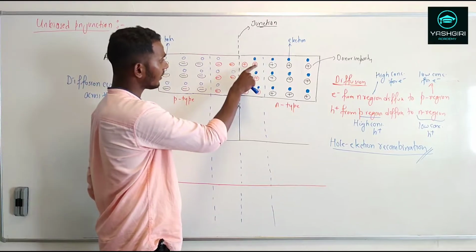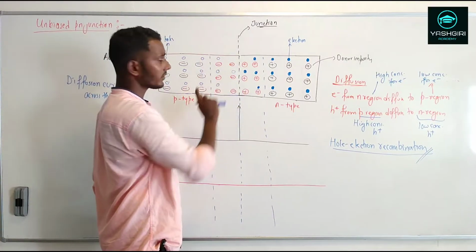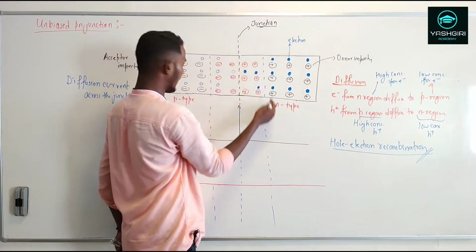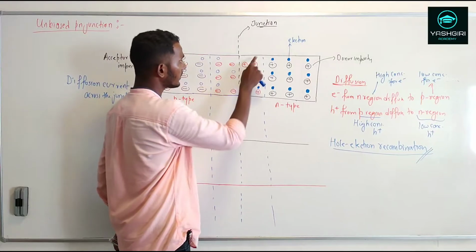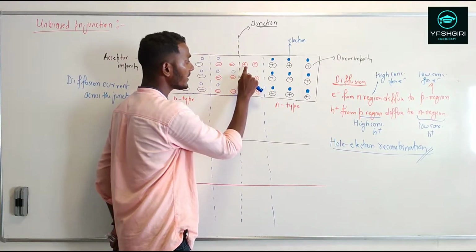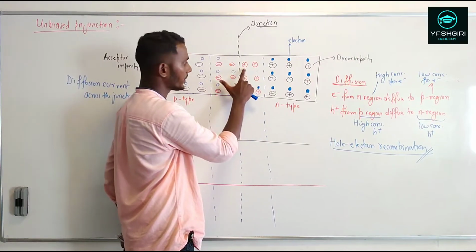Now as these electrons and holes are getting diffused across this junction, what you will see is that when the electron diffuses from the n side to the p side, it will leave an ionized donor atom in this n side region, which is carrying a positive charge.